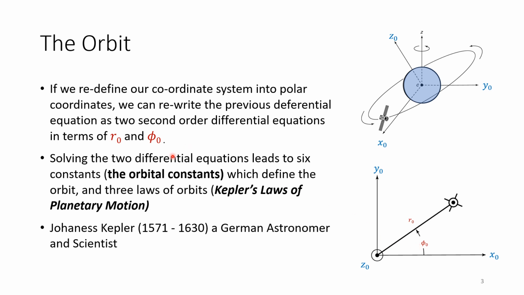We're not going to go over the details. You can refer to the book for substituting variables and what have you. But solving the two differential equations leads to 6 constants, which we call the orbital constants, which define the orbit, and 3 laws of orbit, which are Kepler's laws of planetary motion. So we'll spend some time explaining Kepler's laws, and we'll spend time listing the orbital constants. By the way, Johannes Kepler was a scientist in the 16th to 17th century, and he was a German astronomer and scientist.